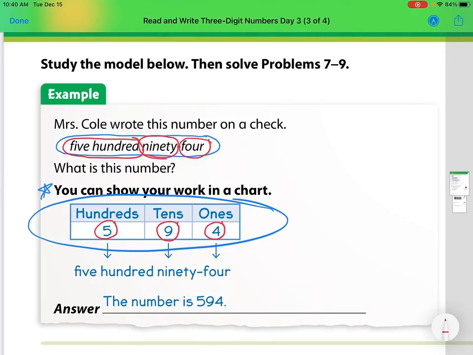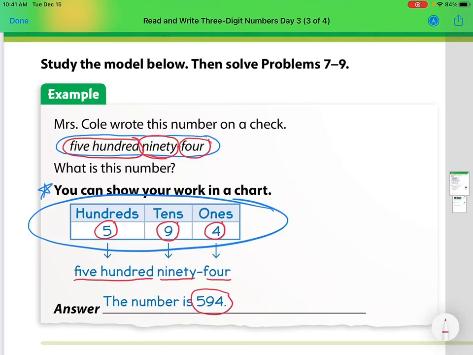So let's take a look at this. The word 500 is a value for a digit 5 in the hundreds place. Okay? The word 90 is the value of a digit written in the tens place. And the word 4 is the value of the digit 4 written in the ones place. So our total answer is 594. So that's the answer to this first example, and I just wanted to make sure that you understood how they got that answer.